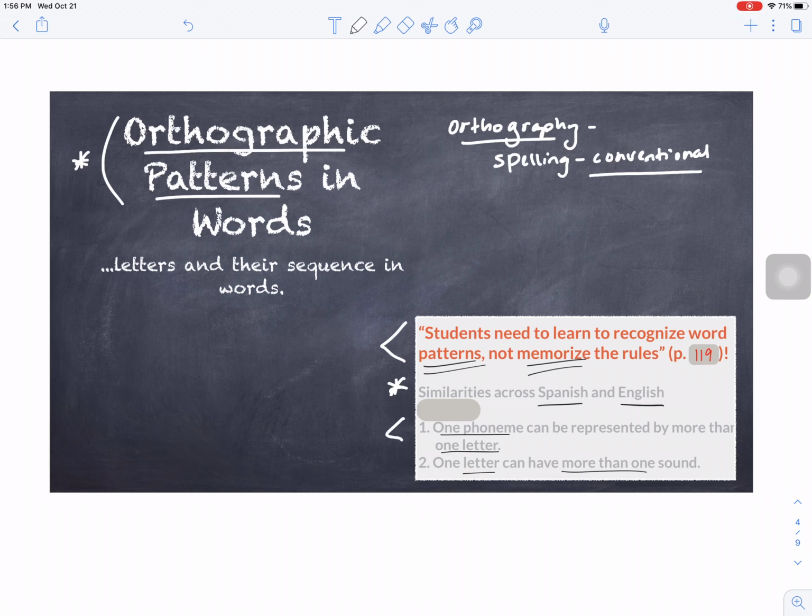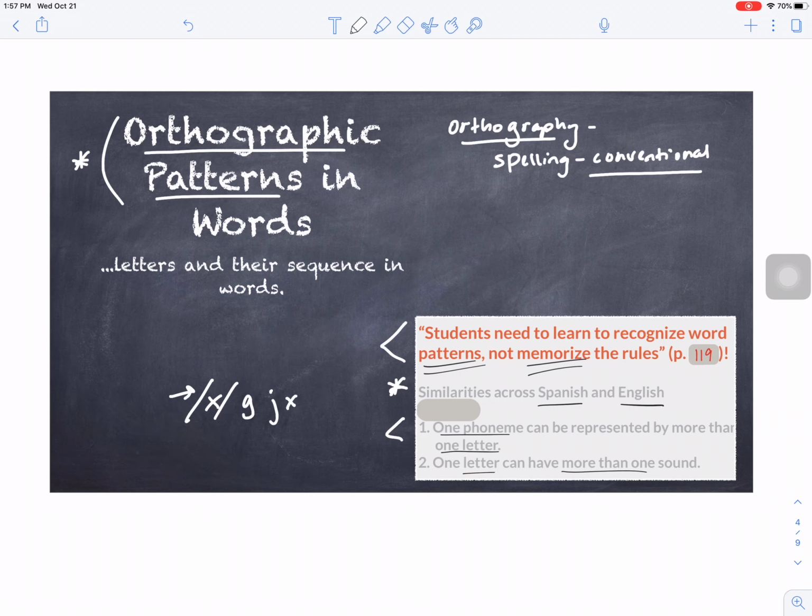For instance, in both of those languages, one phoneme, or a sound (phoneme is a fancy word for sound), can be represented by more than one letter, or one grapheme, another fancy word for letter. So the examples given are that in Spanish, the x phoneme, and I use those brackets to show that that's a sound, can be a few different letters. It can be the G making that sound, it can be the J making that sound, or it can be an X making that sound. So one phoneme, x, is represented by multiple letters.